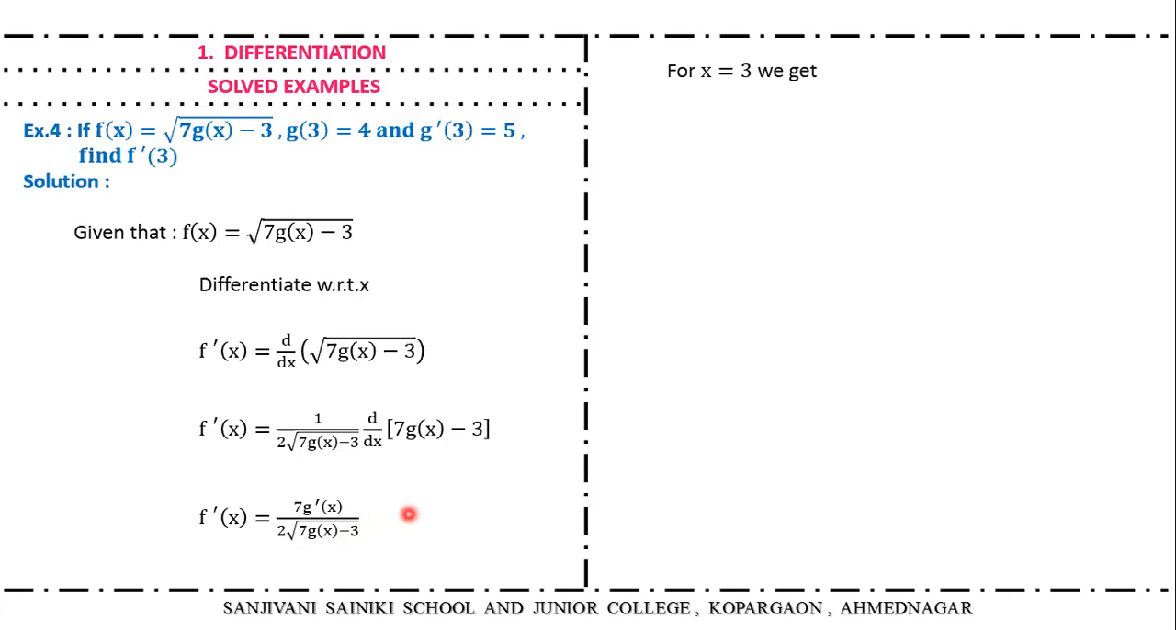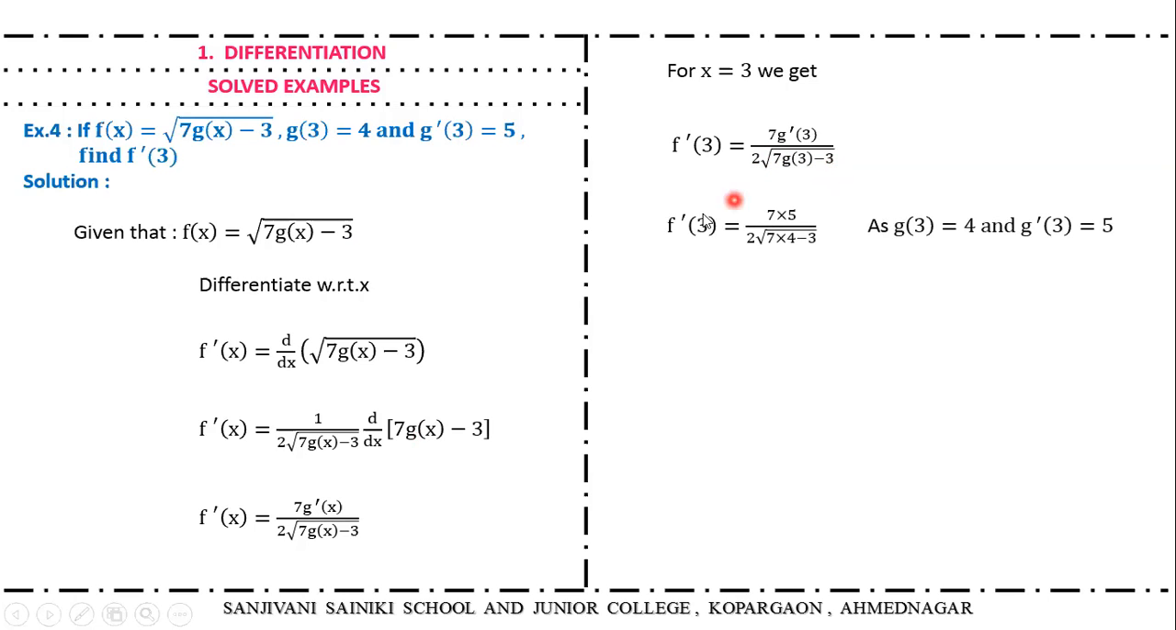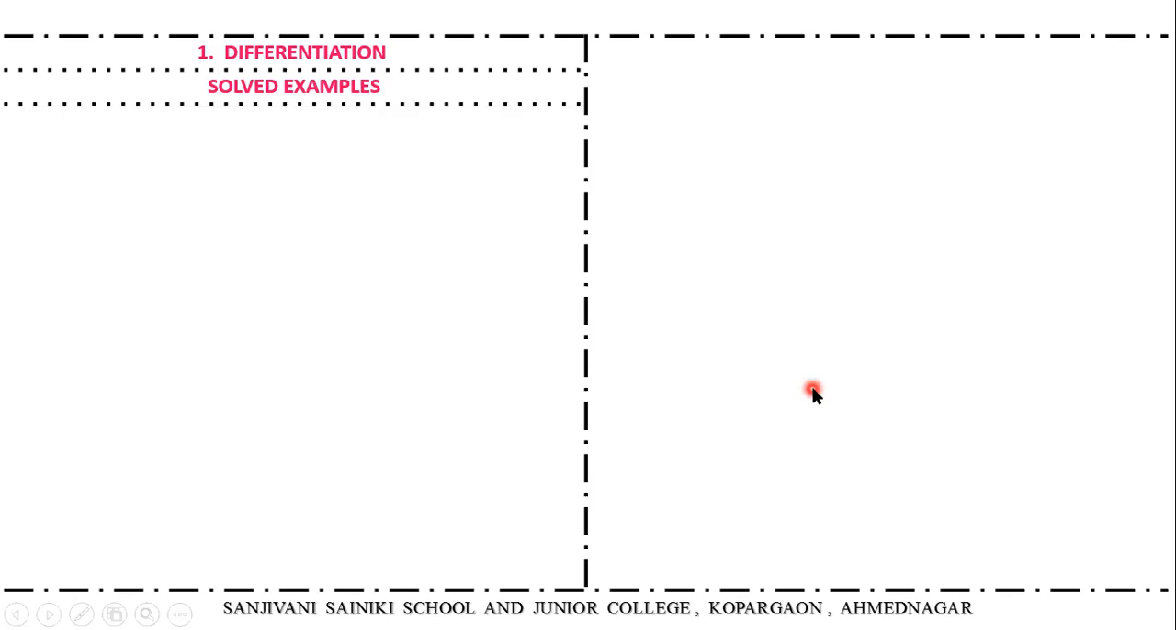Now whatever values they have given, they are all at x is equal to 3. So we will put x is equal to 3 in the equation. You get f dash at 3 is equal to 7 times g dash at 3 upon 2 times root of 7 g of 3 minus 3. f dash at 3 is equal to 7 into 5 upon 2 root of 7 into 4 minus 3, because g of 3 is given as 4 and g dash at 3 is given as 5. Simplify. You will get the value of the derivative of the function at x is equal to 3.